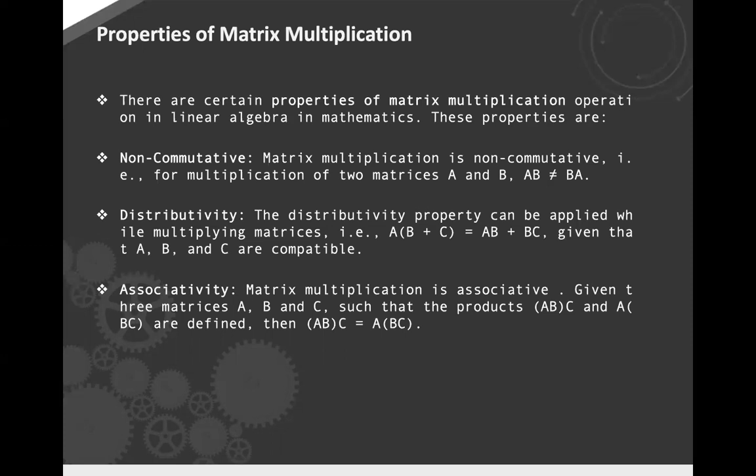The distributive property can be applied while multiplying matrices. Example, A(B + C) equals A times B plus A times C, given that A, B, and C are all compatible. And the associative property: matrix multiplication is associative given matrices A, B, and C such that the products ABC and A(BC) are defined, (AB)C equals A(BC).